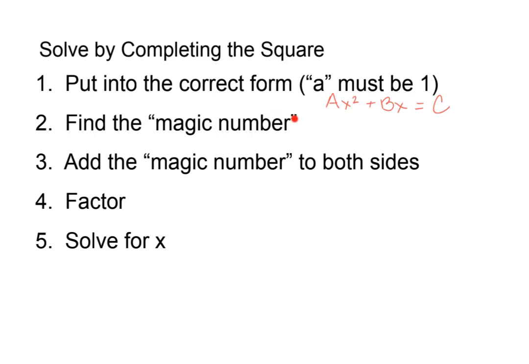Step 2, we're going to find the magic number. Finding the magic number involves taking the number that's in front of your x, your b number, dividing it in half, and then squaring it. Then we take that magic number and add it to both sides of the equation. When you do that, you have forced it into something that will factor really nicely. And once it's factored, we can solve for x using the square root method that we've already learned.